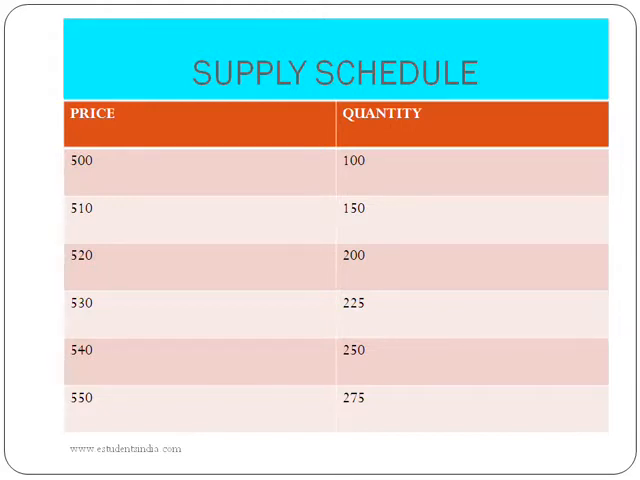Supply schedule. Price in the first column, quantities in the second column. Price 500 and quantity 100. When the price is 510, the quantity is 150. When the price is 520, quantity 200. 530, 225. 540, 250. 550, the quantity is 275. This is a supply schedule. What is it? It's a table.